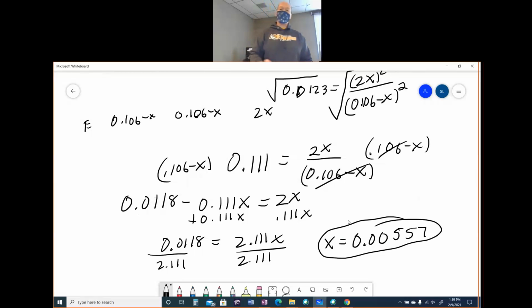All right, so again, if you did successive approximations, you would get that answer. If you did quadratic equation, you would get that answer. But if you see that it's a perfect square, you take the square root, and then you have a much easier algebra problem to solve. All right, we'll pick up there tomorrow.